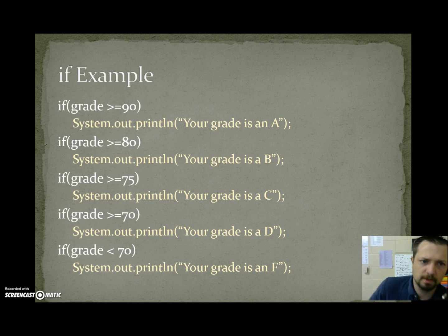Here we're going to do an example. So here's a short little program that tells the user what their letter grade is based on their grade. So let's assume the user had a grade of 80. Is 80 bigger than or equal to 90? No, so it would not print your grade as an A. Is 80 bigger than or equal to 80? Yes, it is. So it would say your grade is B.